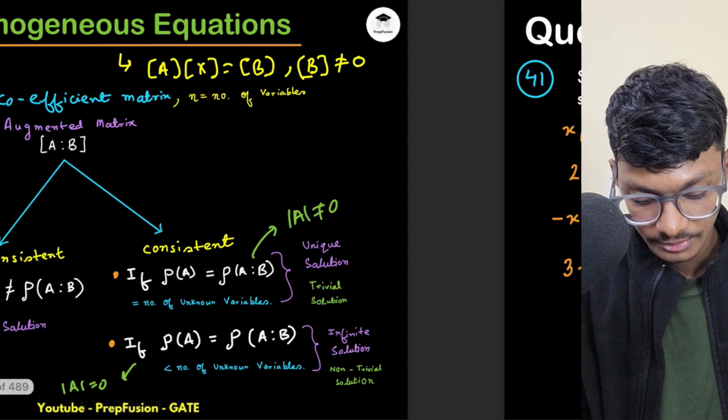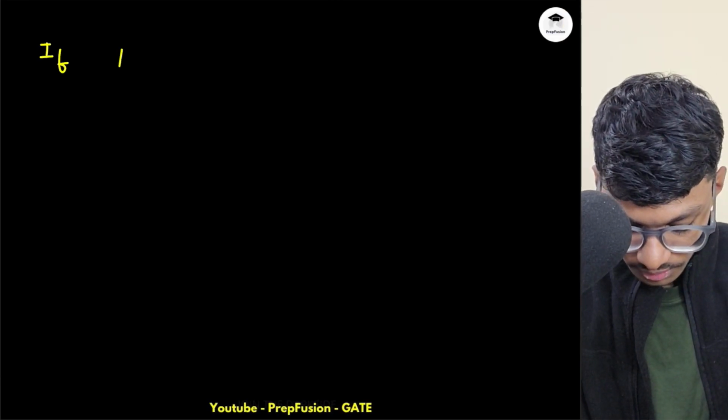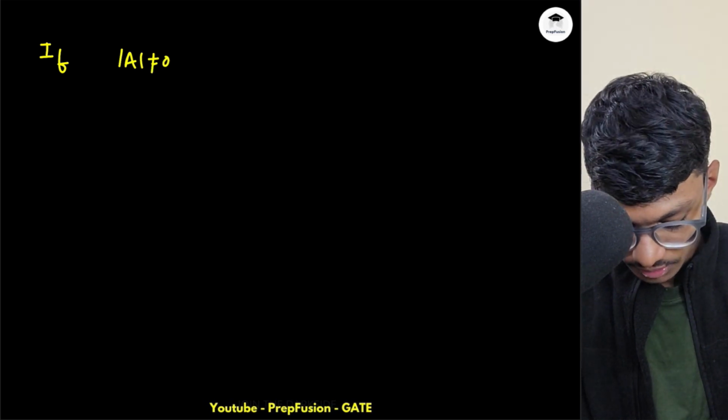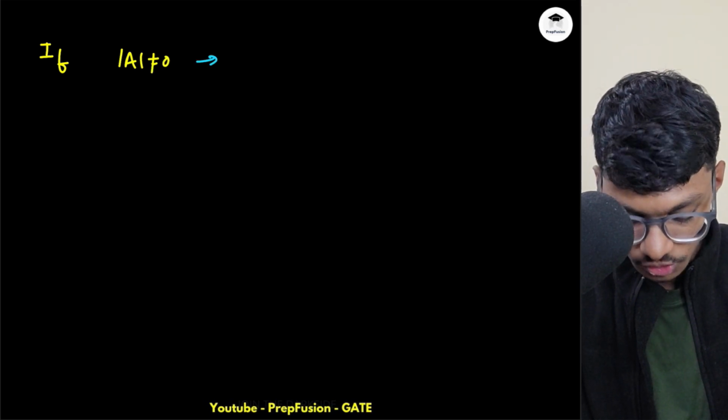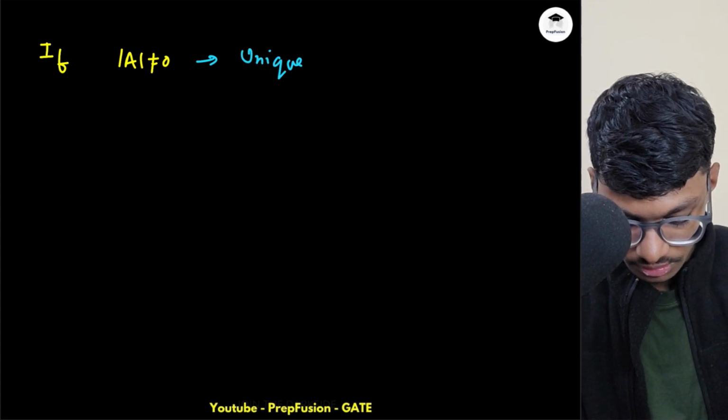So what can I summarize from this? If the determinant of A is not equal to 0, then I can surely say unique solution.